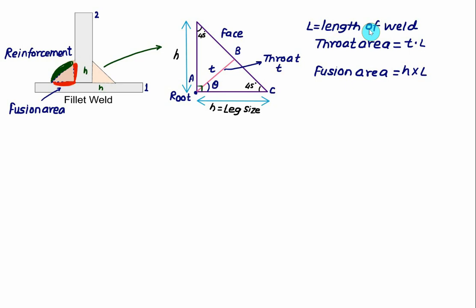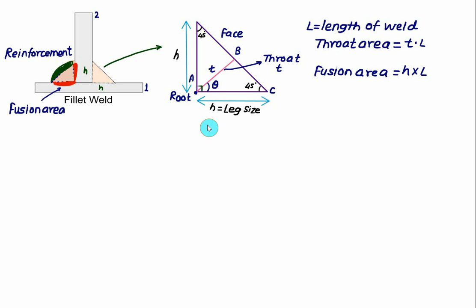Here L represents the length of the weld, and we have a throat area. In that case it will be t multiplied by the length of weld L. And we have the fusion area, which has the leg size h multiplied by the length of weld L. Actually we are interested in the throat area, and we are interested in the minimum throat area where the shearing will occur. We are not interested in the fusion area. It is very clear here that the fusion area is greater than the throat area.